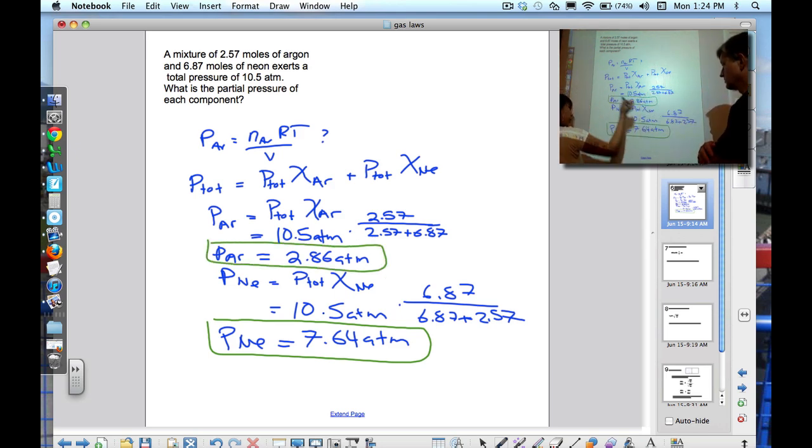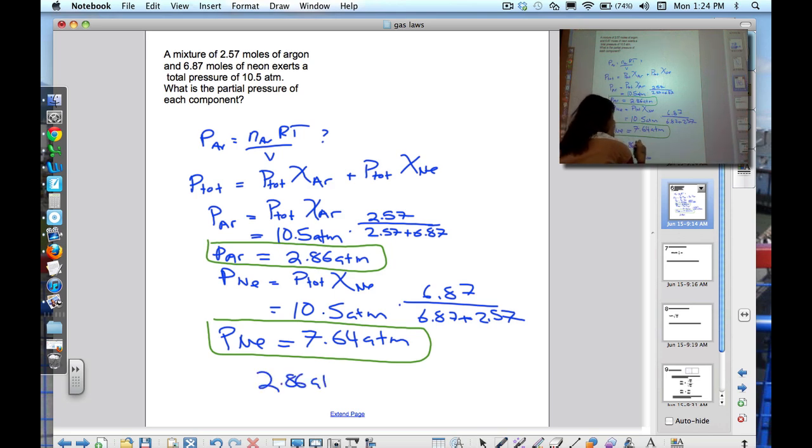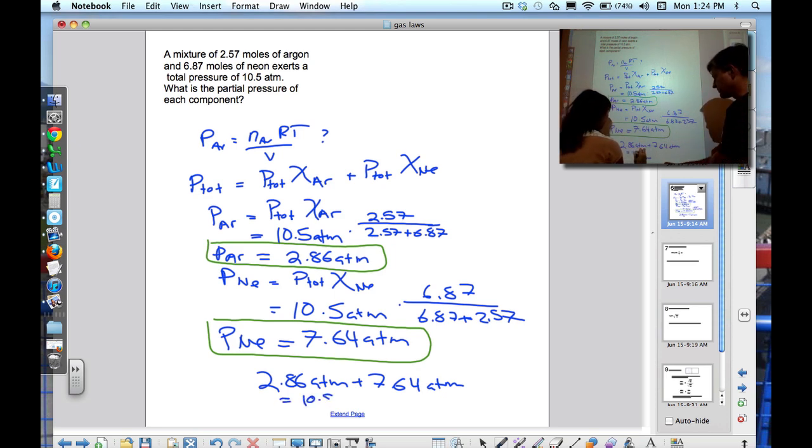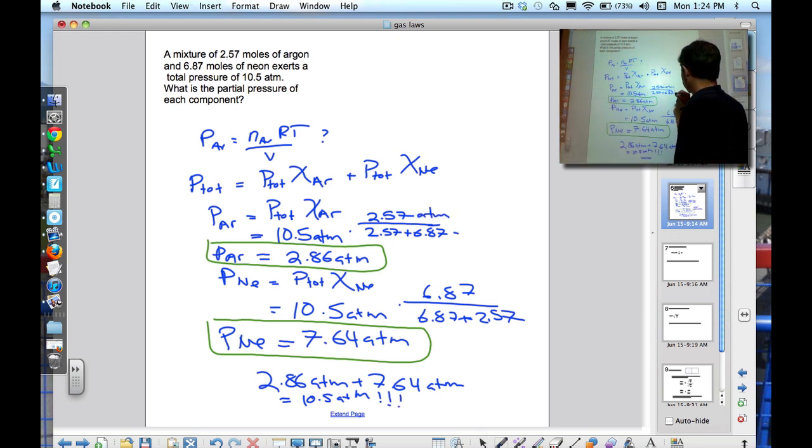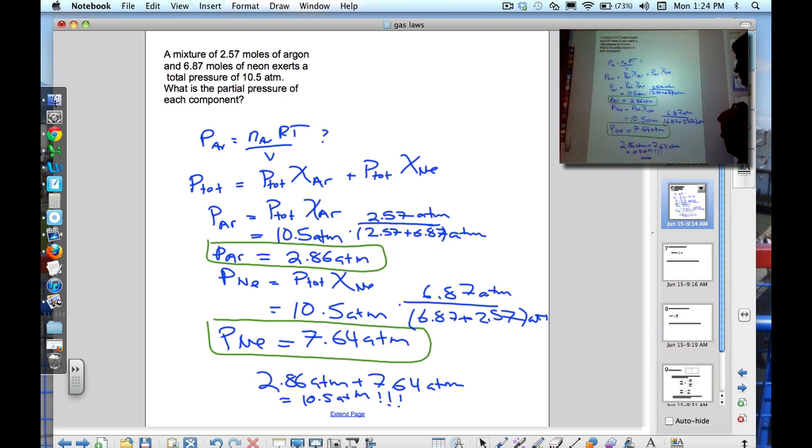And you can check your work by adding 2.86 atmospheres plus 7.64 atmospheres. If you did it correctly, it should add up to the total pressure, and it does. Very good. I'm going to obsessively, compulsively check, because I'm like that, that the units cancel out. Great.